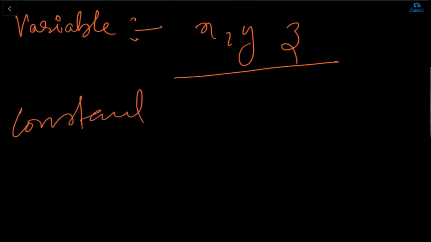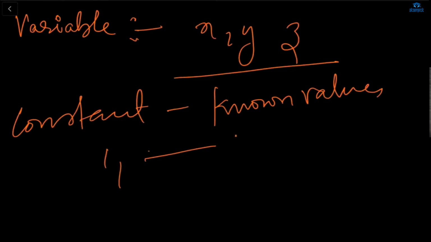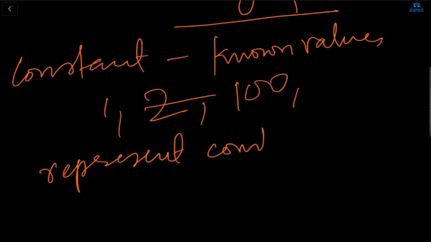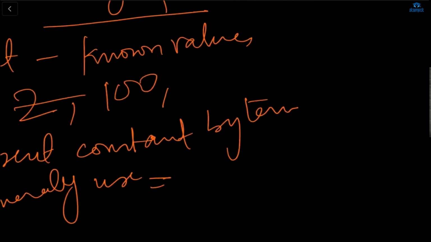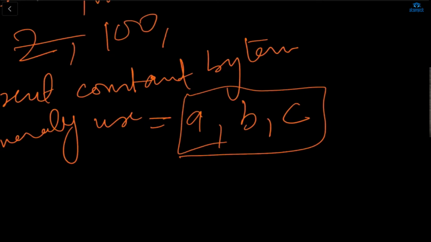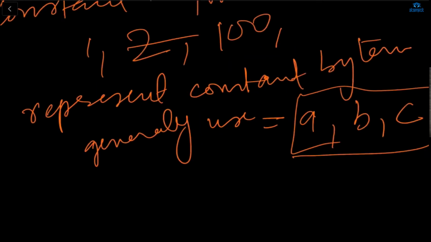Now, constants are known values. Like 1 to any number, you can say 1 to 100, all of these are constants. And if we want to represent a constant by a term, then we generally use A, B, C. Like in an equation, sometimes it is written as ax + b = 5x + d + c, so you have to find out the value of c. At that time, we represent the constant term as A, B, C. Okay, these can also be treated as variables, but generally we use these alphabets A, B, C to represent constants.